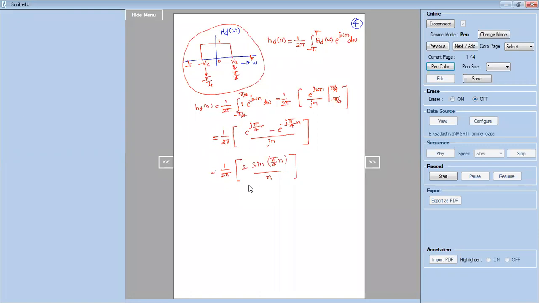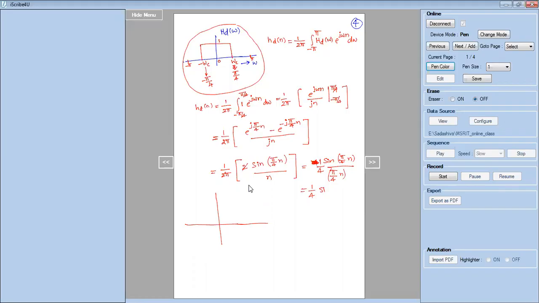If you find out this, these 2 get cancelled. This is pi n. So it is 4 times sine pi by 4 n divided by pi by 4 into n. Is it 4 or 1 by 4? 1 by 4. Okay. So I can write this one as 1 by 4 sin.